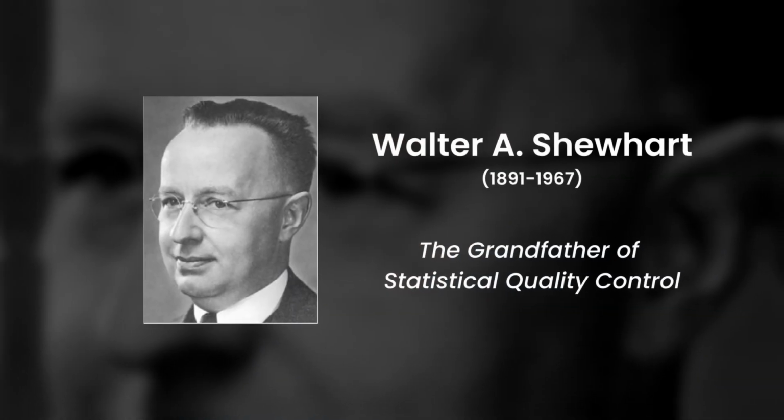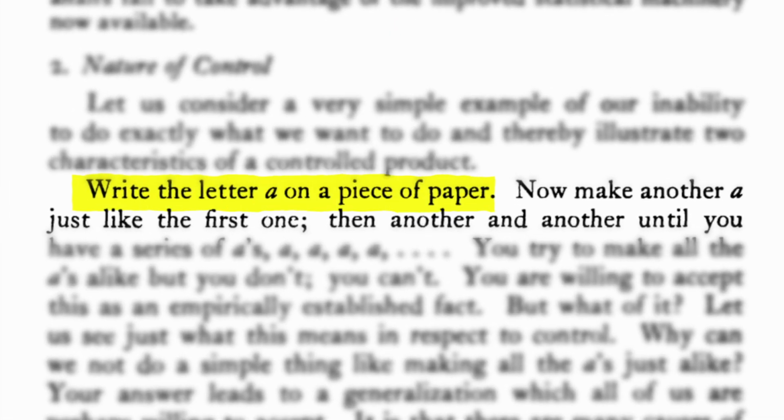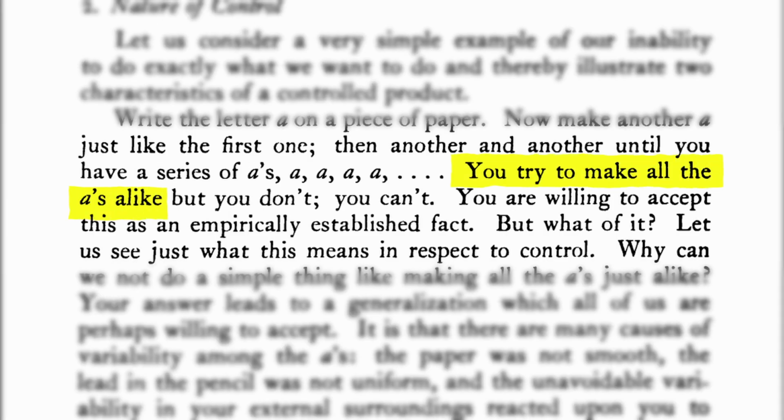Back in 1931, Walter Shewhart illustrated the nature of quality control with a simple challenge. Write the letter A on a piece of paper. Now make another one just like the first one. Then another and another until you have a series of A's. You try to make all of the A's alike, but you don't. You can't. Why is that? And what does it tell us about the nature of variation?